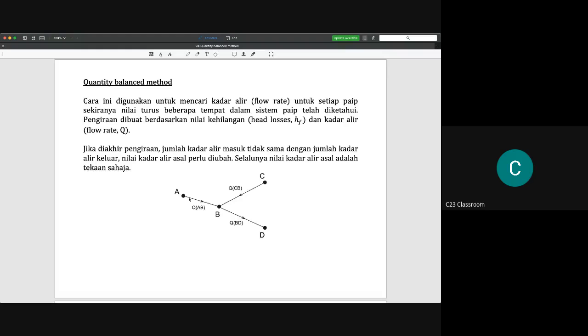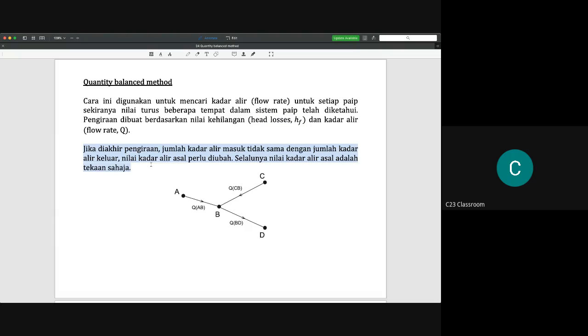For example, we have these two input pipes and one output pipe. So we need to estimate what is the flow rate for each pipe. The calculation is done by using the idea of head losses. Because as I said, we could balance the head losses here, whether we calculate it clockwise or counterclockwise, or we compare between the input and the output. So the same idea is written here.